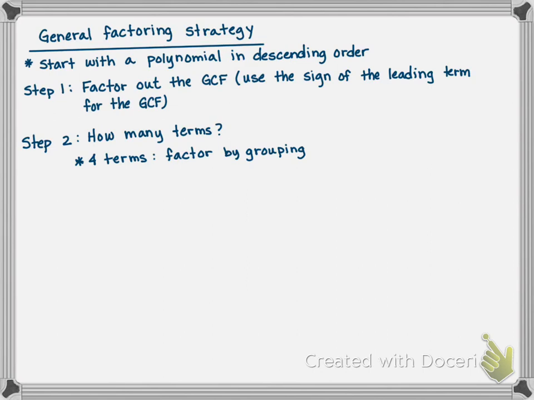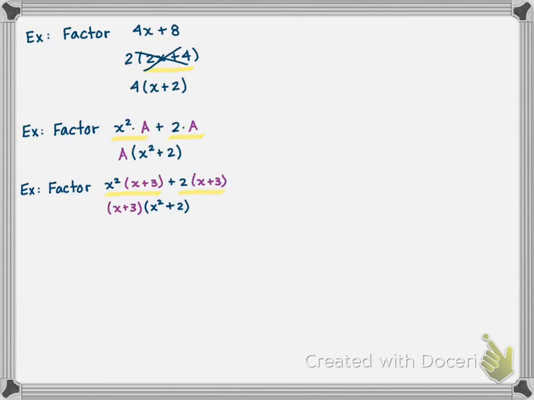And that process just builds on what we did in this last example here. So let's do, we'll factor 8x to the third plus 2x squared plus 12x plus 3. Okay, so let's run through our whole list.